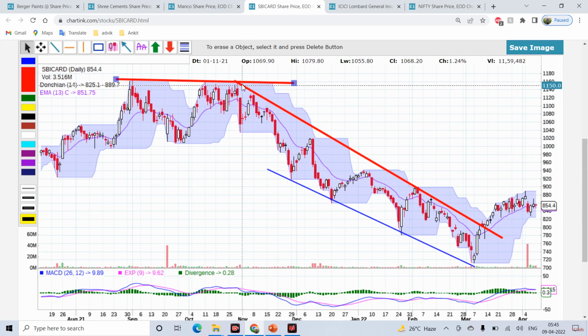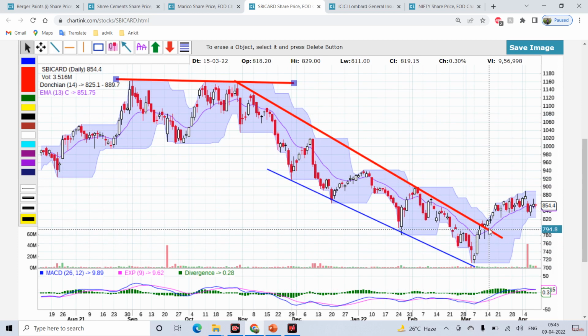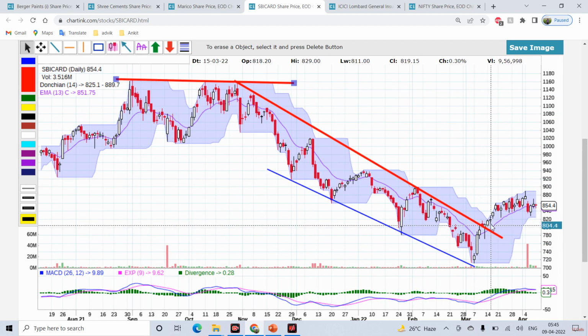And from this point in October, the correction started, and it was in lower top and lower bottom. If you draw a price action line, the upper line and the lower line, it was more or less in this channel, and then it made a breakout here.